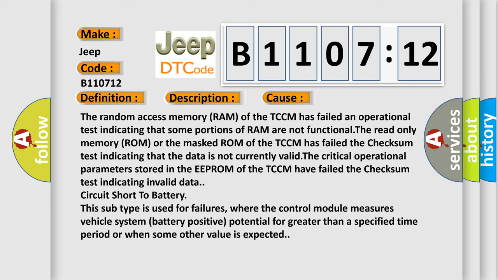The critical operational parameters stored in the EEPROM of the TCCM have failed the checksum test, indicating invalid data. Circuit short to battery: this subtype is used for failures where the control module measures vehicle system battery positive potential for greater than a specified time period or when some other value is expected.